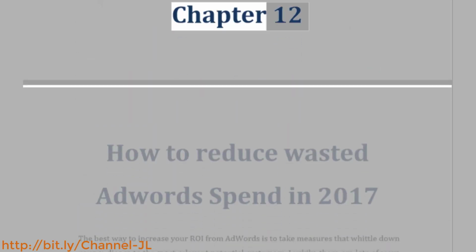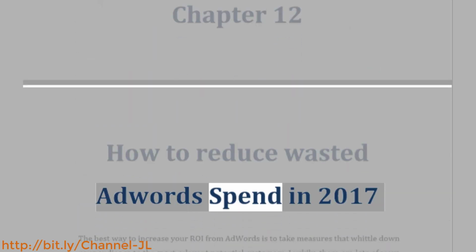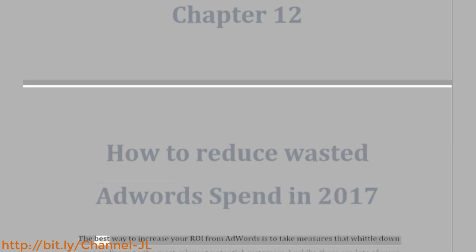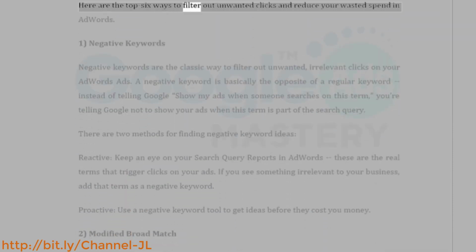Chapter 12. How to reduce wasted AdWords spend in 2017. The best way to increase your ROI from AdWords is to take measures that whittle down your audience to the most relevant potential customers. Luckily, there are lots of ways to do this in AdWords. You just have to know what they are. Here are the top 6 ways to filter out unwanted clicks and reduce your wasted spend in AdWords.